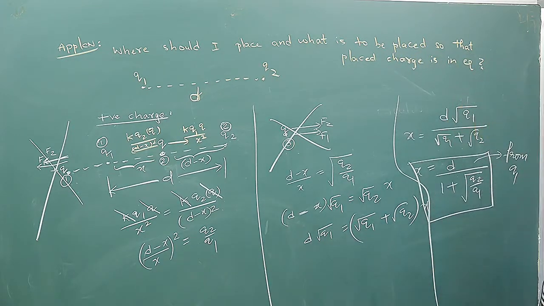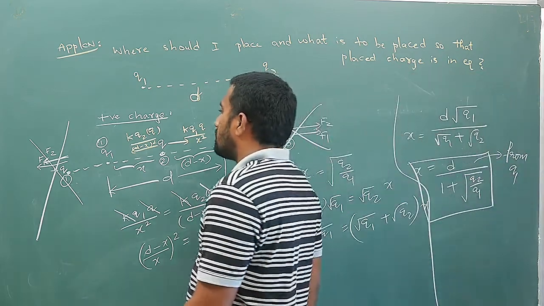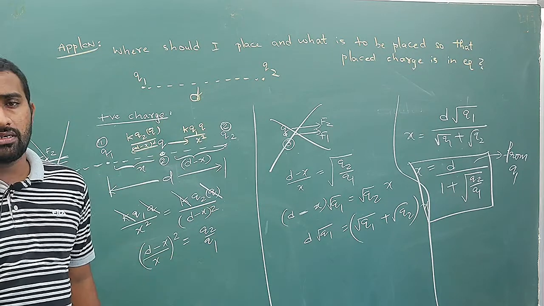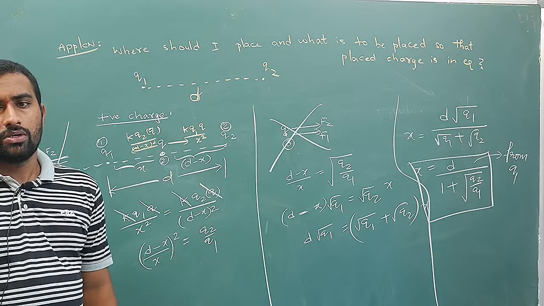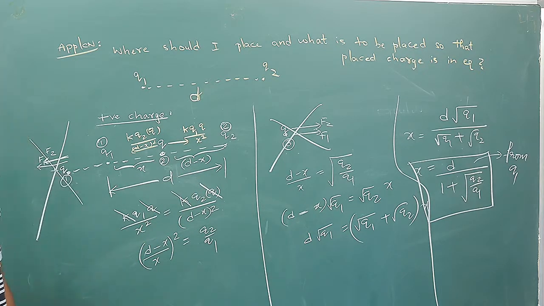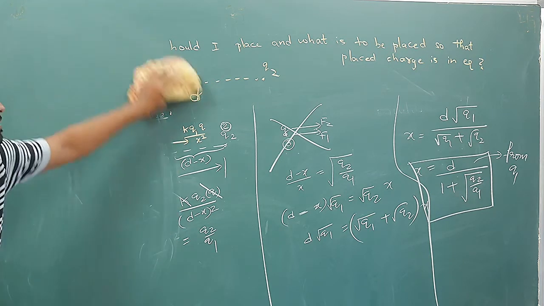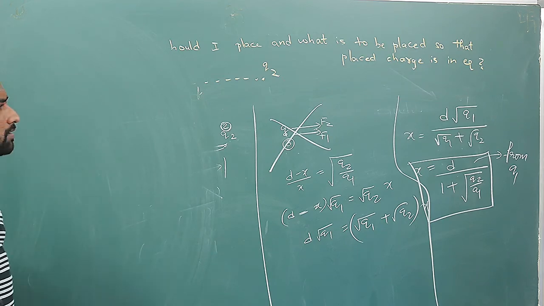Now I'll erase this. This is also in fact called the null point. Whether you place a positive charge or a negative charge, on this charge your net force is 0. That is why you can call this point the null point. At the null point your force is 0. Now I will continue. This is your equilibrium of placed charge.